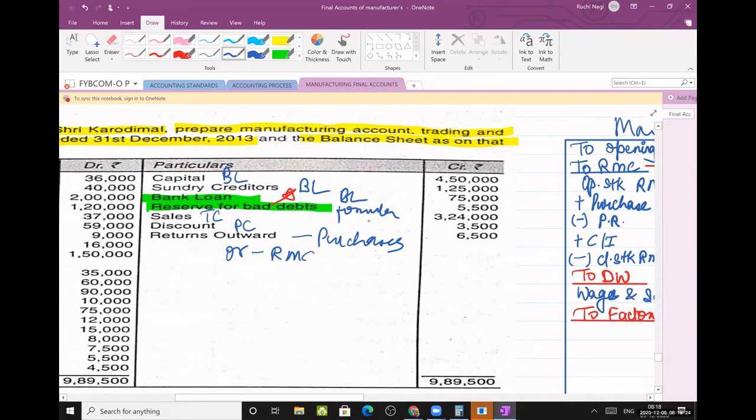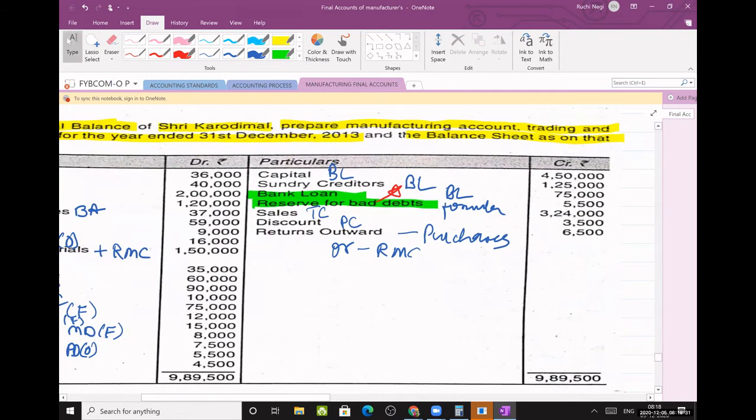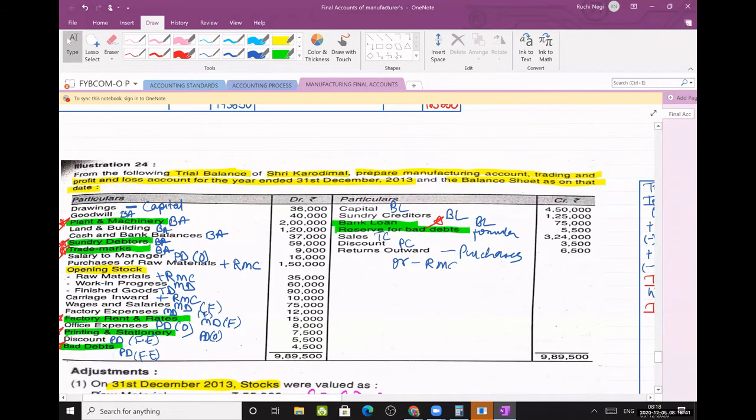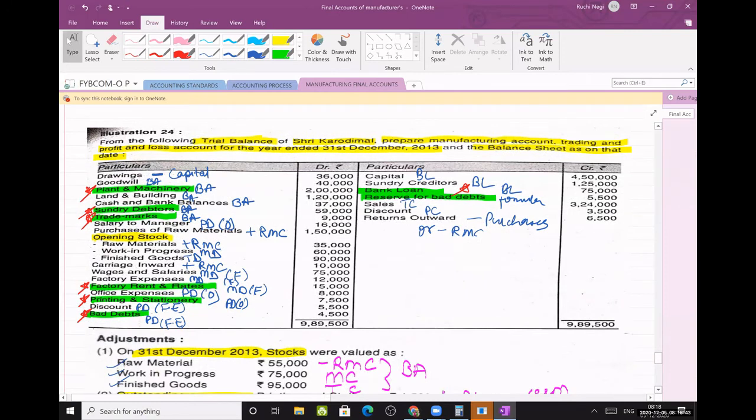Sales, trading credit. Discount is on the credit side, the P&L credit. And return outward is your purchases. So either you less from purchases or we will less from raw material consumed. I prefer raw material consumed, right? So we'll follow that.